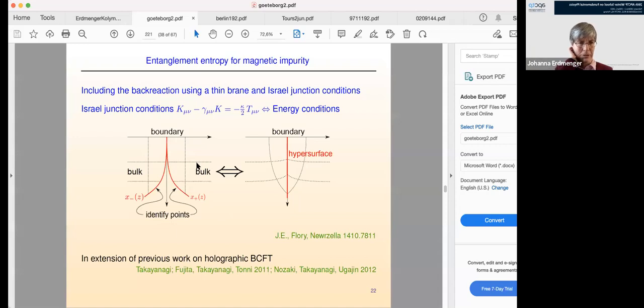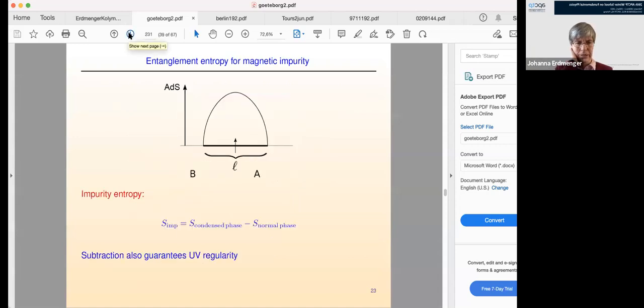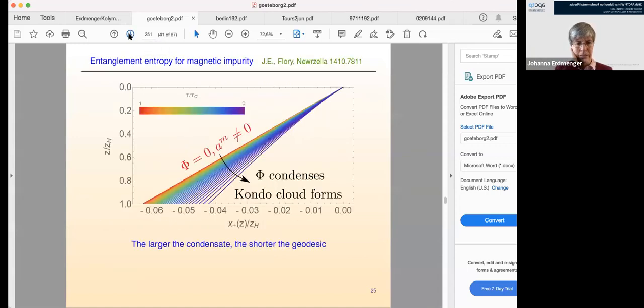That was what I was saying here. The larger the condensate, the shorter the geodesic. And because the geodesic is the measure for the entanglement entropy, it means the lower the temperature, the larger the condensate, and the less tension is on the brane. For that reason, the entanglement entropy gets smaller.